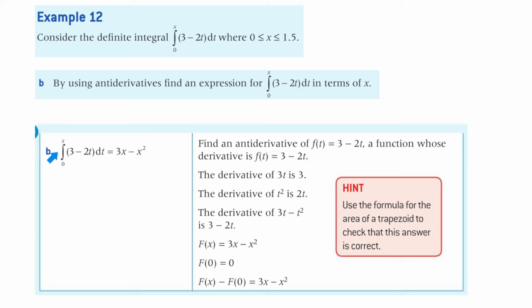Now, remember, this definite integral is actually this minus this, as we saw earlier in this video. So we substitute x into this one here, t equals x into that, and we've got 3x minus x squared. Then we substitute 0 into this, and we get 0. So the final answer is 3x minus x squared.